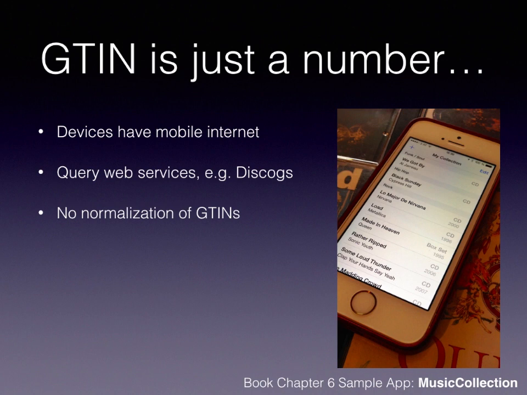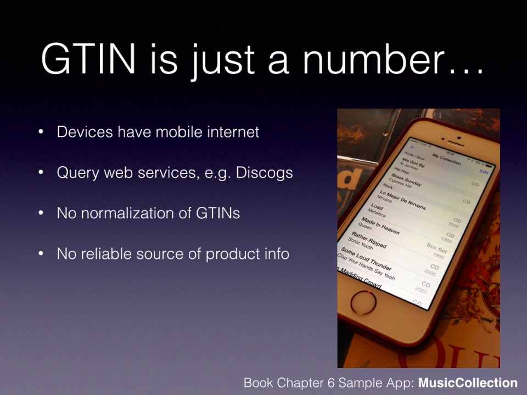But on Discogs, you have to know the exact text string. So that makes it sometimes hard to find something. So if I were to do a database of GTINs, I would normalize the numbers into, say, GTIN-13. That's kind of the global standard nowadays.